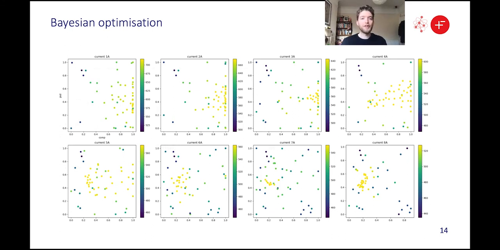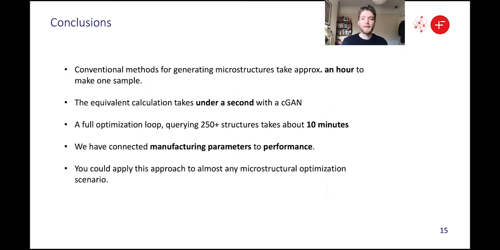So in conclusion, compared to conventional methods, conditional GANs are incredibly fast. The method that we use to generate those real training data sets, those 9 initial microstructures, takes about an hour to make each of them. A conditional GAN takes under a second to make one of those samples. So suddenly we can explore thousands of different types of microstructure very, very fast compared to those other methods.